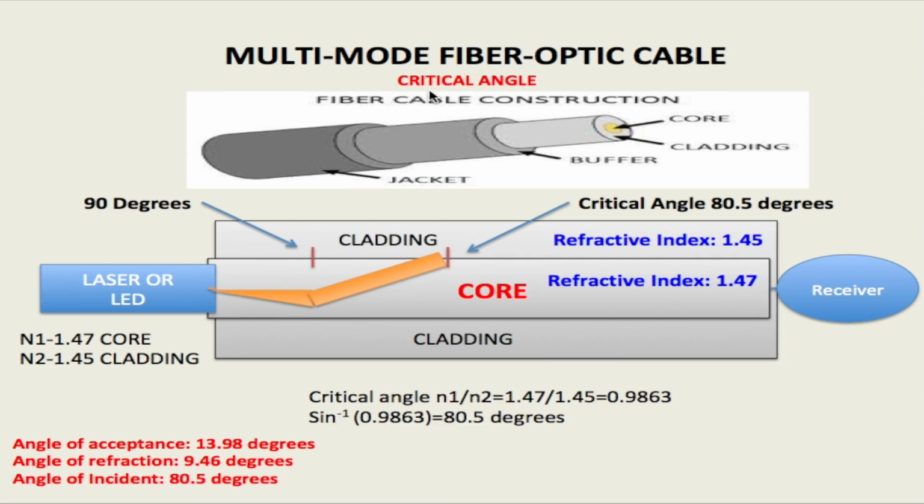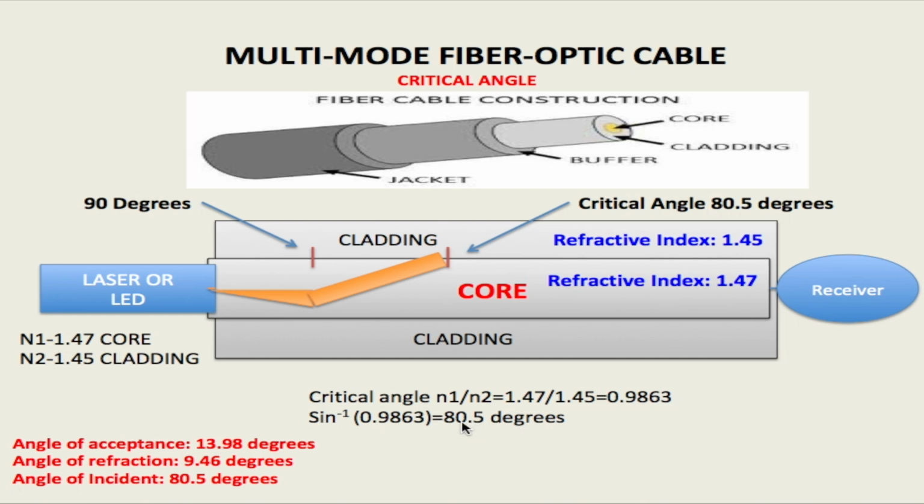Now we're going to be looking at the critical angle, which is this angle right here. How we calculate the critical angle is very simple. The critical angle is equal to the inverse sine of N2 over N1, which is 1.45 over 1.47. This is N1, 1.47, over N2, 1.45. And you get 0.9863. You need to change this to degrees because you need the angle. So you do the inverse sine of this number and you get 80.5 degrees.